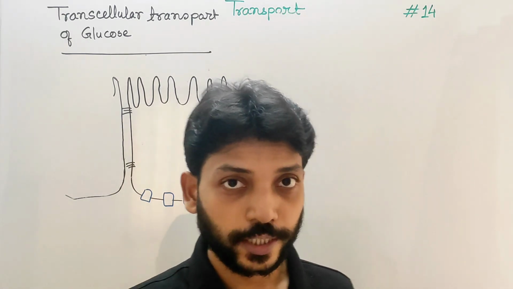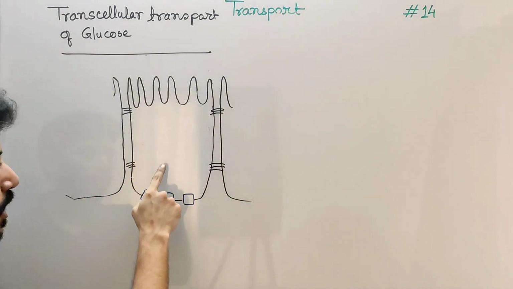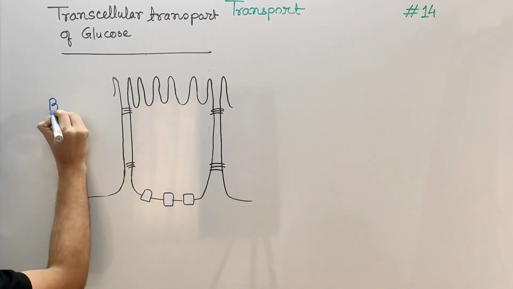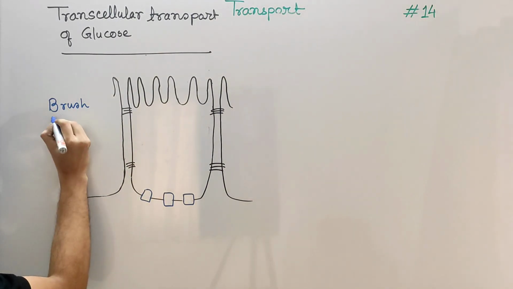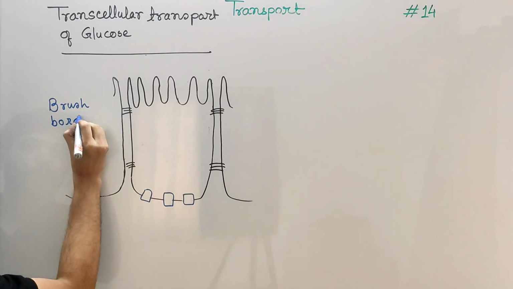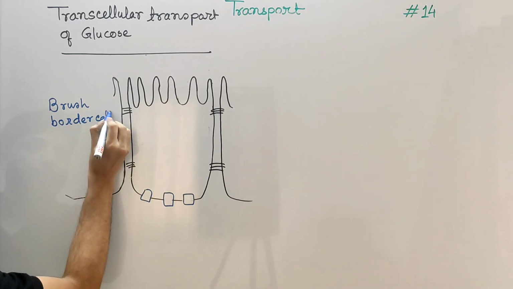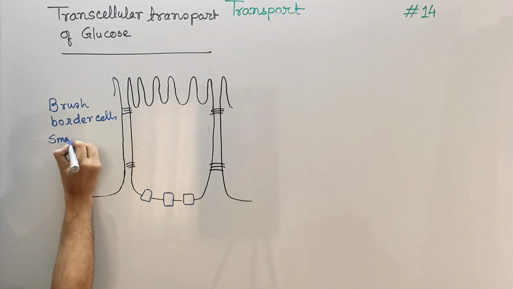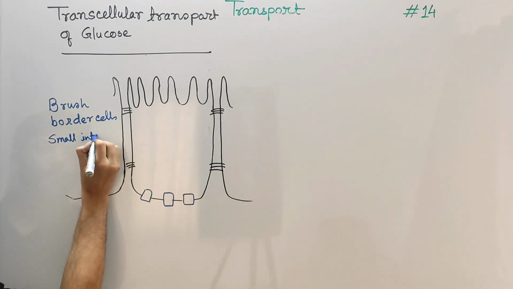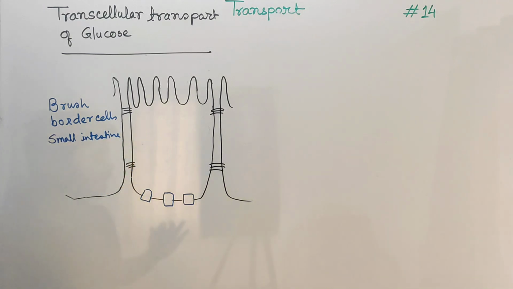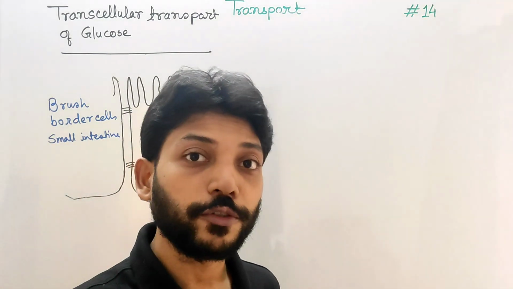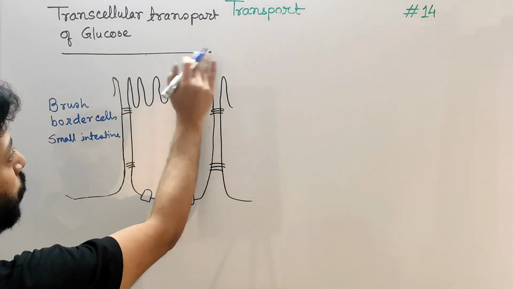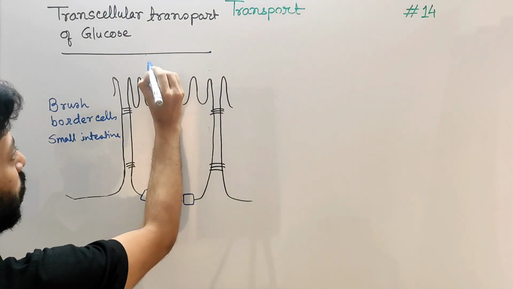Now, why is it called transcellular? At first, I want to mention that this cell is actually our brush border cell that lines the small intestine. So it is present in the small intestine. This cell helps in the absorption of nutrients into the cell from the small intestine. The outer portion of this cell is called the lumen.